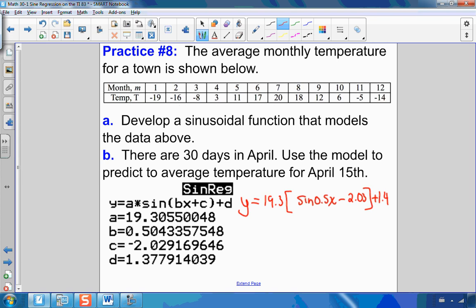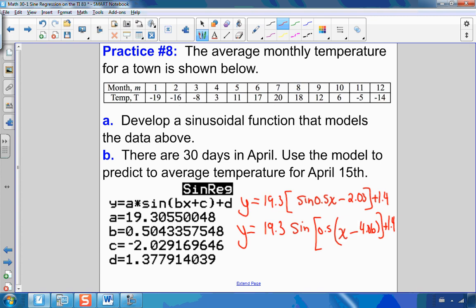We like to have b factored. So I'm going to write it as y equals 19.3 sine of, I'm going to take out b. So I'm going to factor 0.5. So 0.5x divided by 0.5 is just x, minus 2.03 divided by 0.5. When I divide by 0.5, it's kind of like doubling. So it's going to be 4.06, close my bracket, plus 1.4. So that would be my equation.